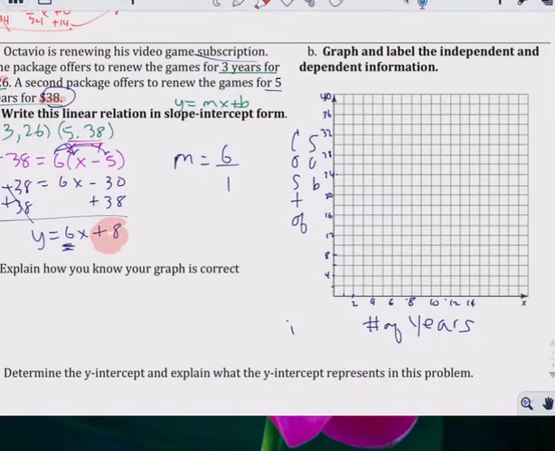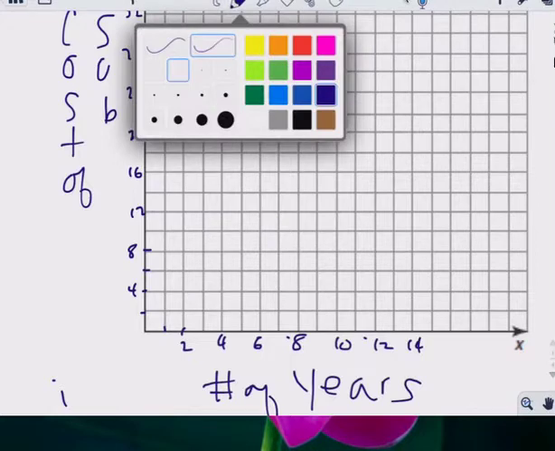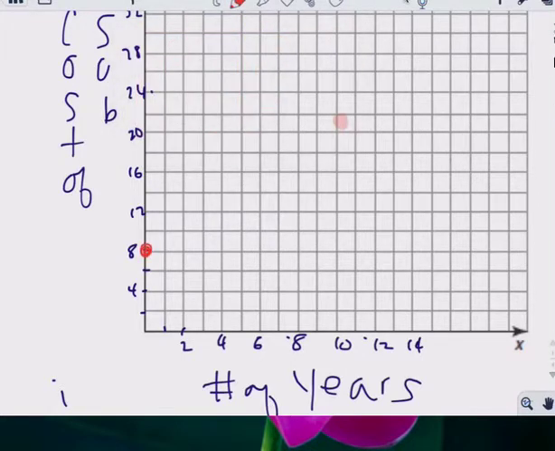The y-intercept is at 8. That means the initial fee is $8.